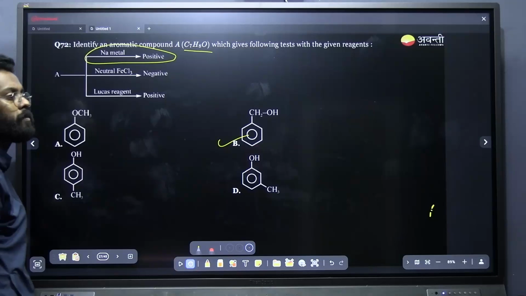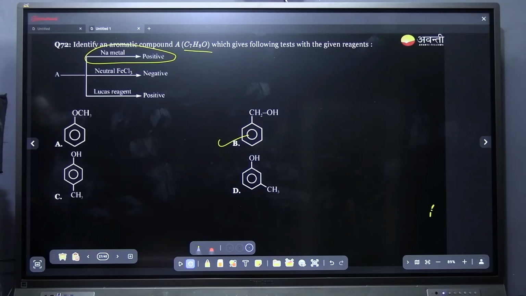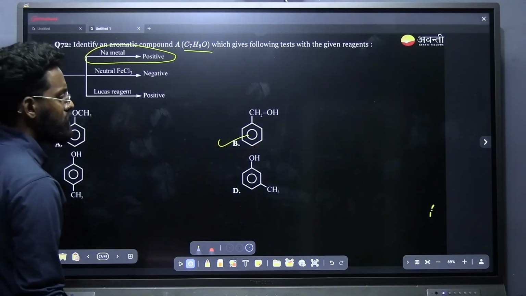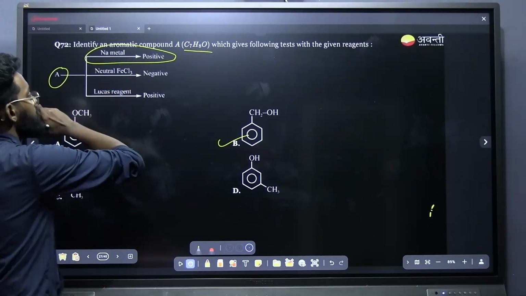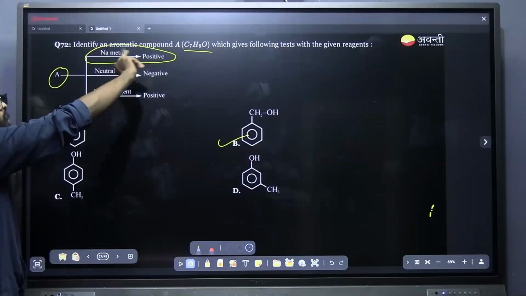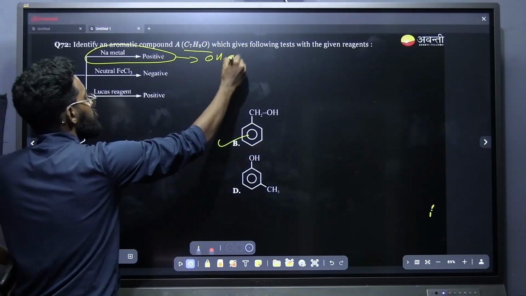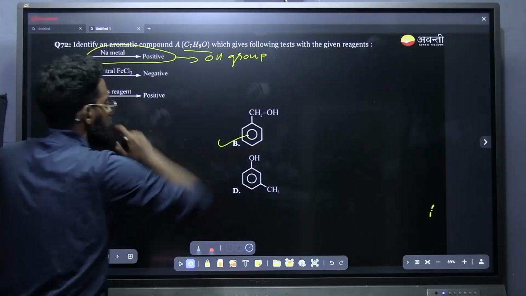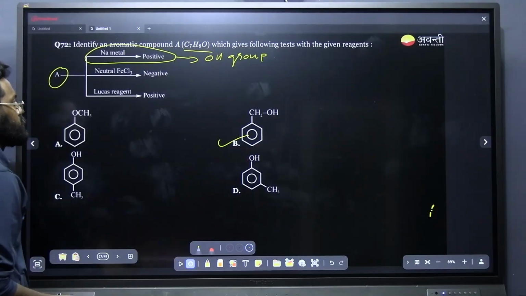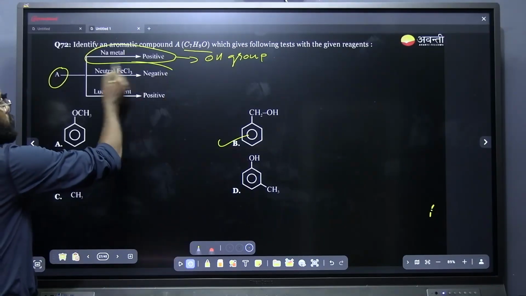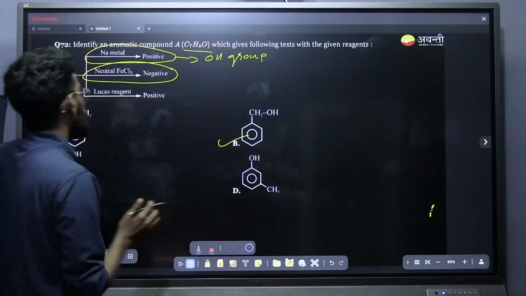C7H8O means it can be a carbonyl compound, or a phenolic compound, or an alcoholic compound also. Since it reacted with sodium metal and is giving a positive test, it must have an OH group present, because sodium metal will react with the OH group and form an alkoxide. Now this OH group can be either a hydroxy group or a phenolic group, right? How can we identify that?